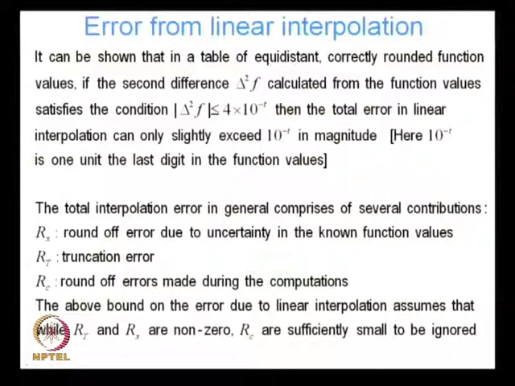Even here we can realize that this condition is going to be relatively very hard to fulfill. I have some function values, I have an equally spaced grid. I know the values of the function at all those grid points. I take the first difference, I take the second difference. When is the second difference going to be really small?